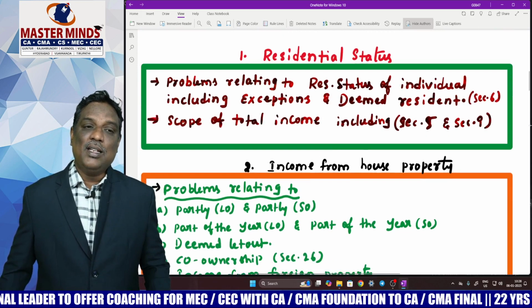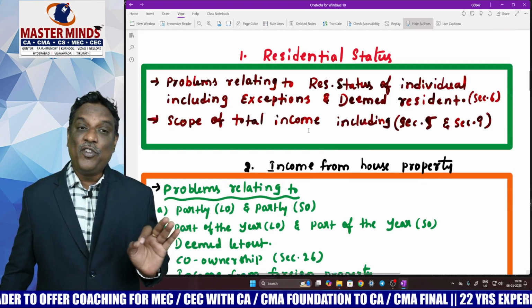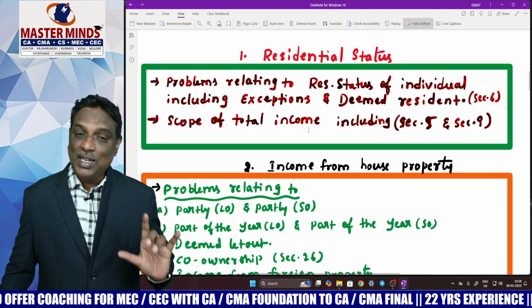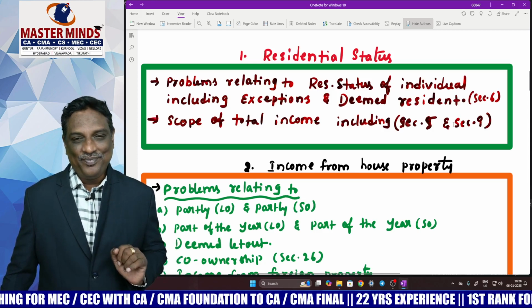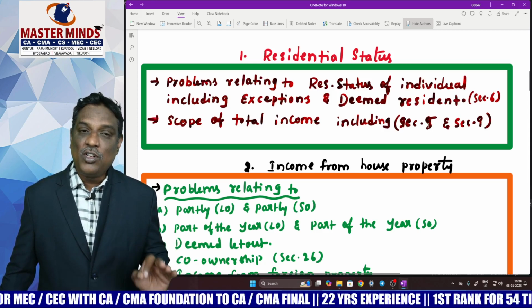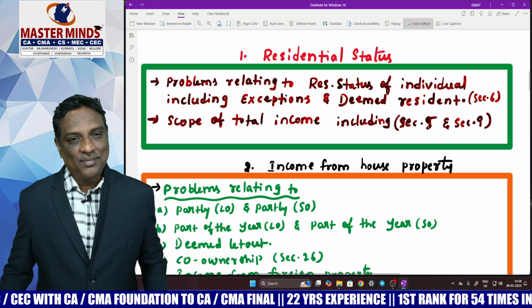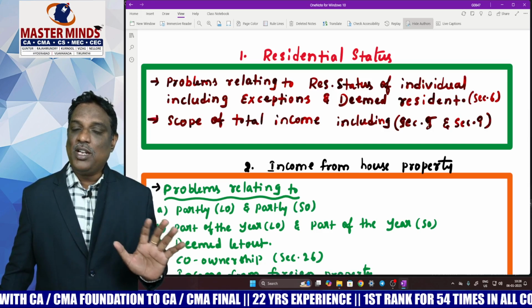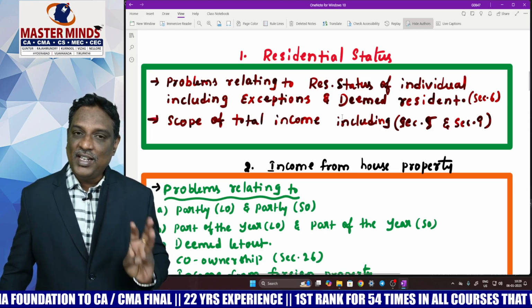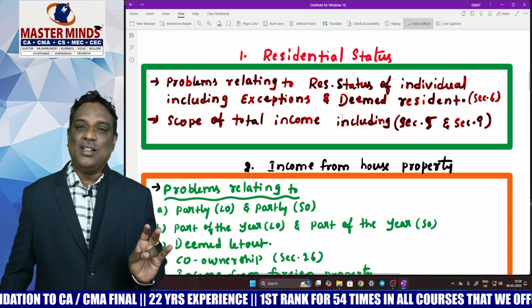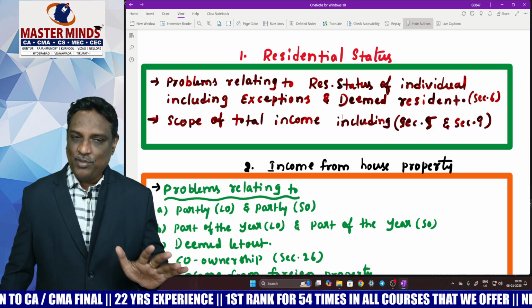And the second one is scope of total income. That is a problem relating to section 5 with the help of section 9 also. Computation of total income in various statuses should also be a very important problem. Determination of residential status of an individual and scope of total income, these two concepts are very important.